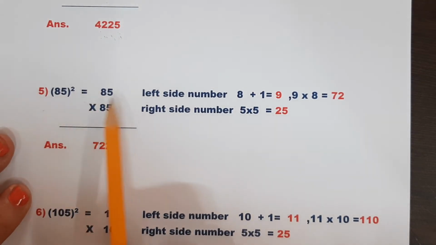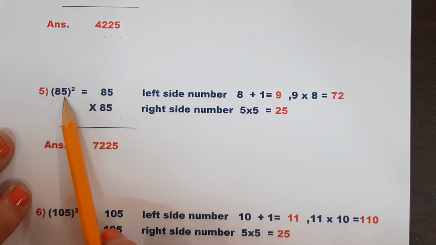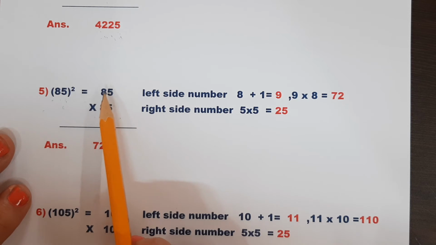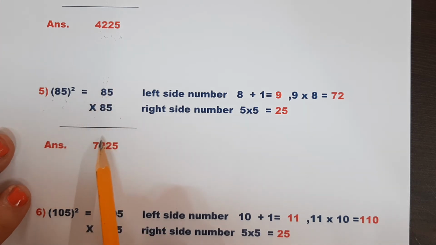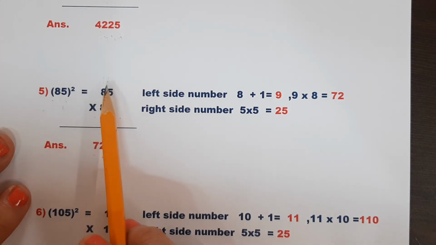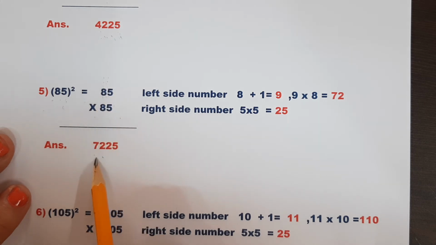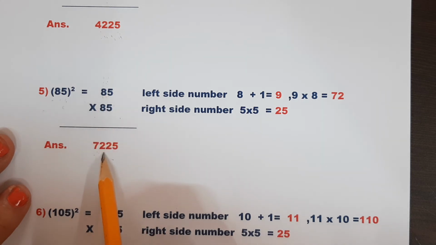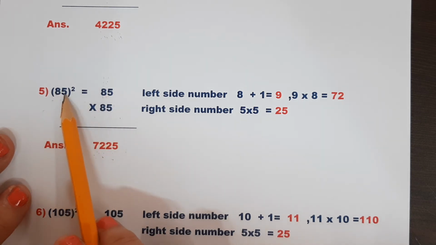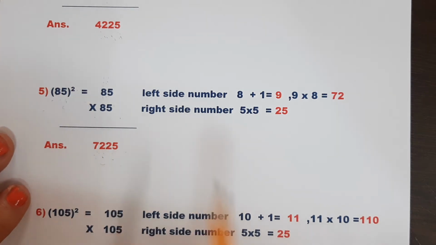85 square. 85 square is 85 multiplied by 85. 85 ends in 5. Okay. Now you have to add 1 to 8. 8 plus 1 is 9. 9 multiplied by 8 is 72. And the right side figure is 25. So the answer is 7225. The answer of 85 square is 7225.